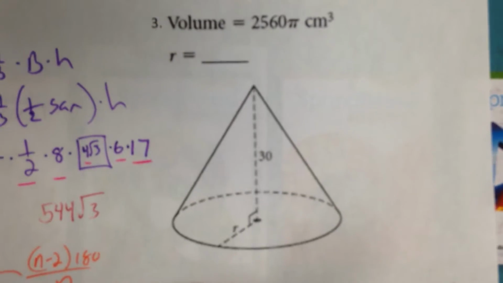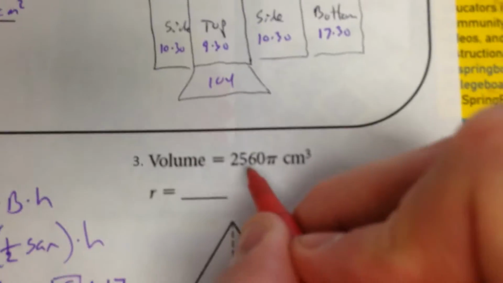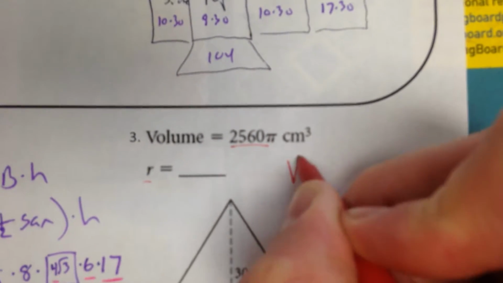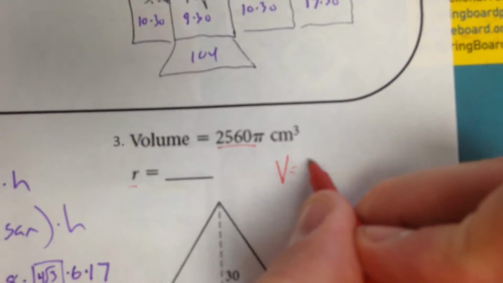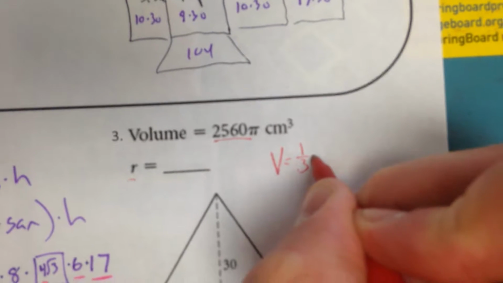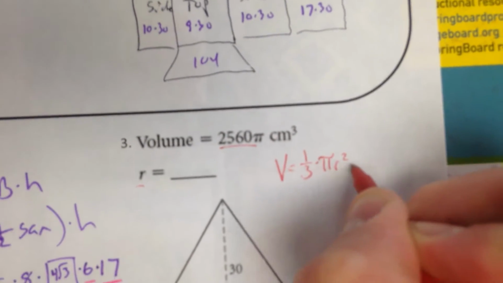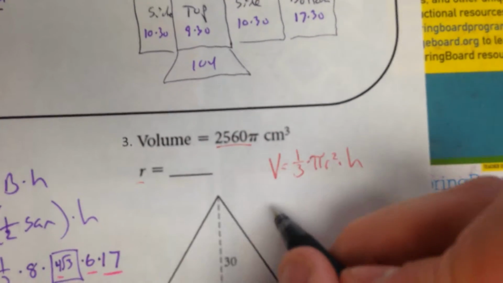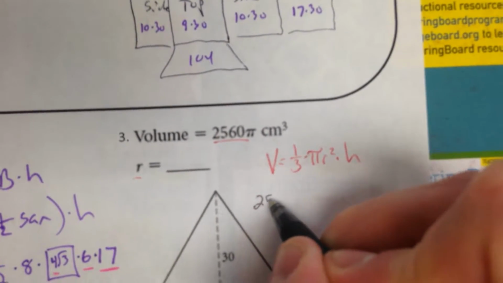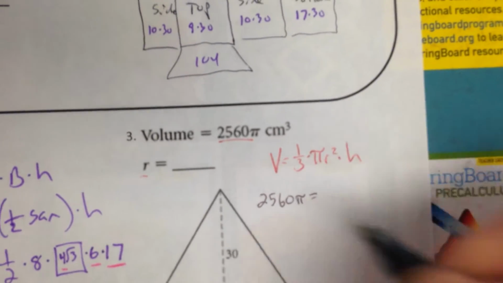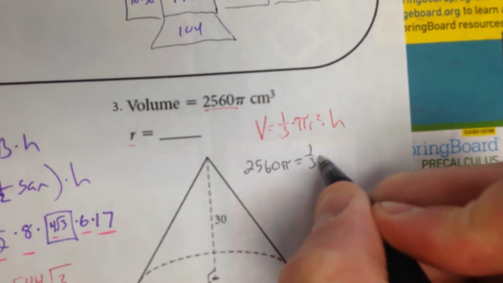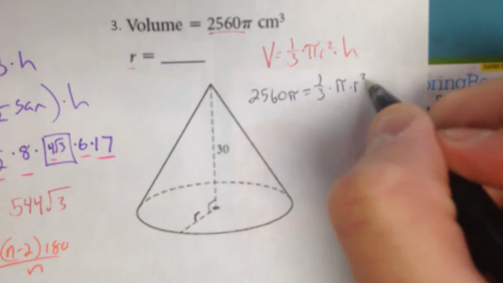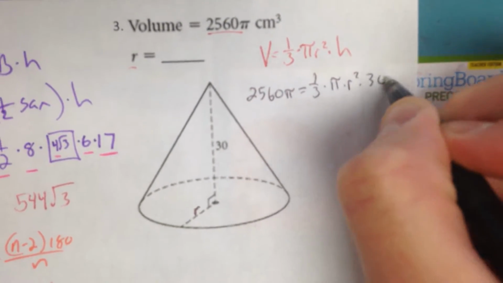Moving on. In this particular volume formula, we are given the volume and asked to find the radius. So we'll start with the volume formula. The volume of a cone is 1/3 times the area of the base, pi r squared for a circle, times the height of the cone. We'll fill in all information that we can. Our volume is 2,560 pi. Set that equal to 1/3 times pi times the unknown radius squared times the height of the cone, 30.